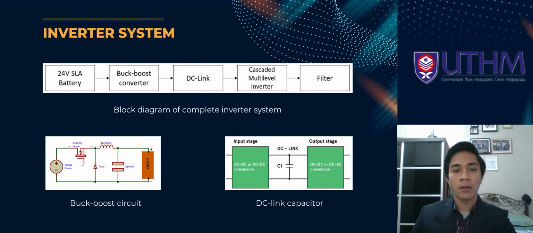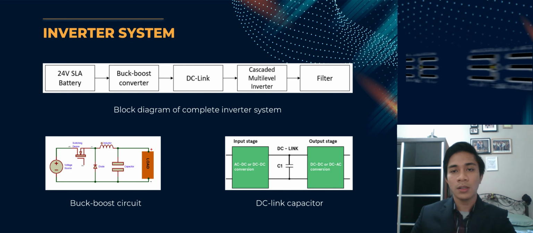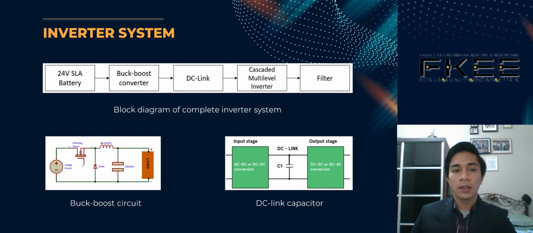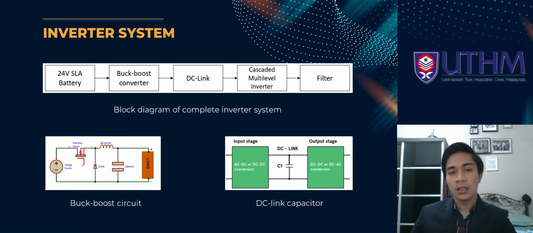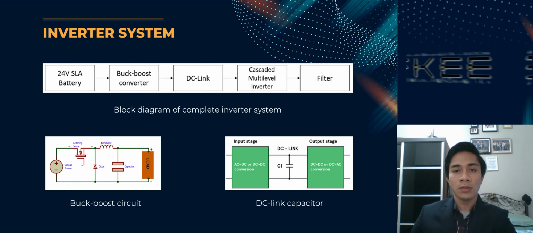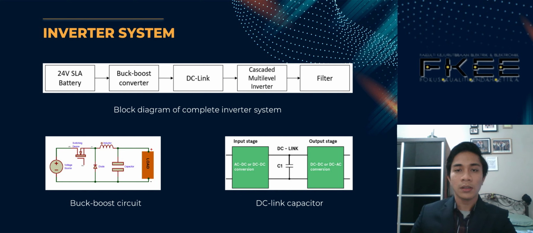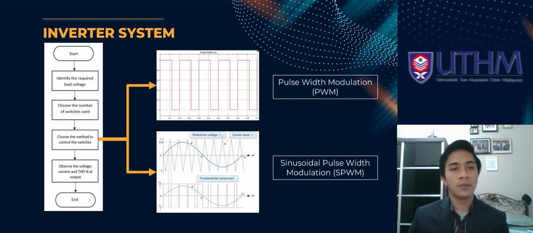So this is the block diagram of the complete inverter system. We have here the first one, the 20 volt SLA batteries and the buck-boost converter. The buck-boost converter is a DC-DC converter which will ensure that the voltage input of the inverter will be constant and stable, and connected to the DC link. The DC link is simply a capacitor that will prevent transients from the load side from going back into the source side. Okay, and lastly, the multi-level inverter and the filter. This is the flowchart of the inverter system.